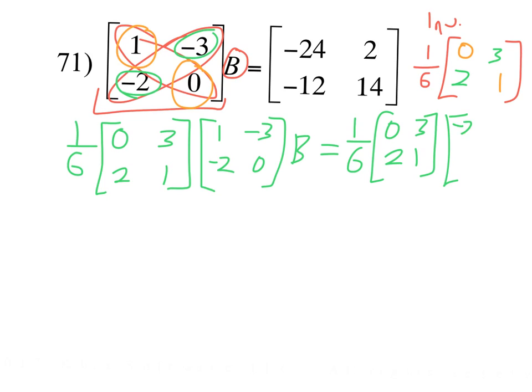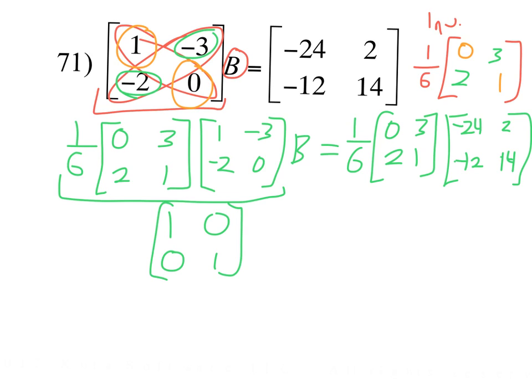And then we're going to have negative 24, 2, negative 12, and 14. Okay, the left side again, if you multiply a matrix and its inverse, you should get 1, 0, 0, 1, the identity matrix, which when multiplied by matrix B should give you B as a result. On the right side, we have to do this multiplication out. Again, I like keeping this fraction out front so I don't have to deal with fractions in the multiplication part. I can deal with that after.